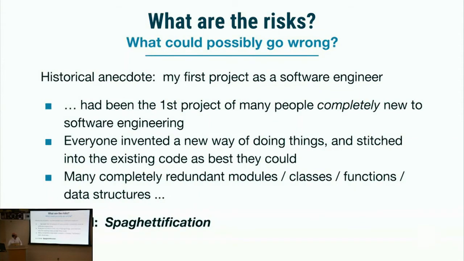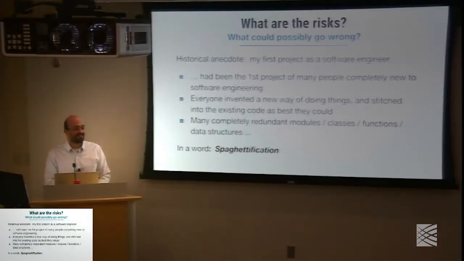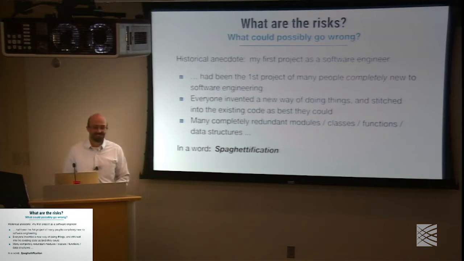What are the risks? What could possibly go wrong? To illustrate this, I'll give you an anecdote from right when I started as a software engineer. The first project I worked on was the first project of everyone who joined the company. The company I was working for didn't hire software engineers. They only hired scientists who knew some programming. So there was no engineering training. There was hardly even any computer science training for any of us.